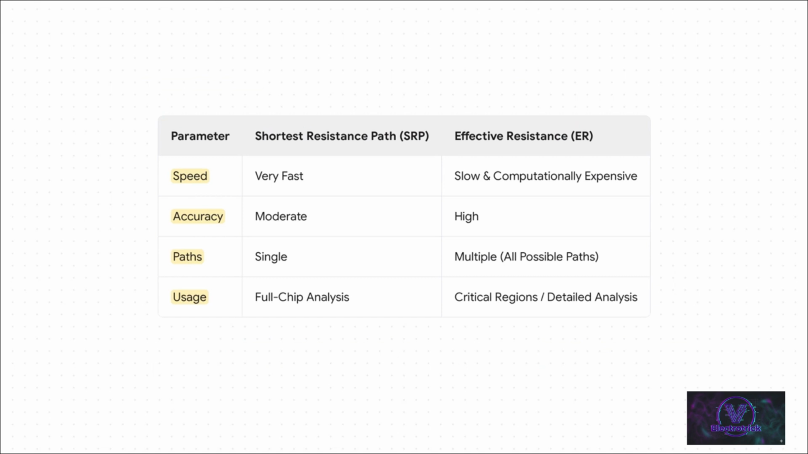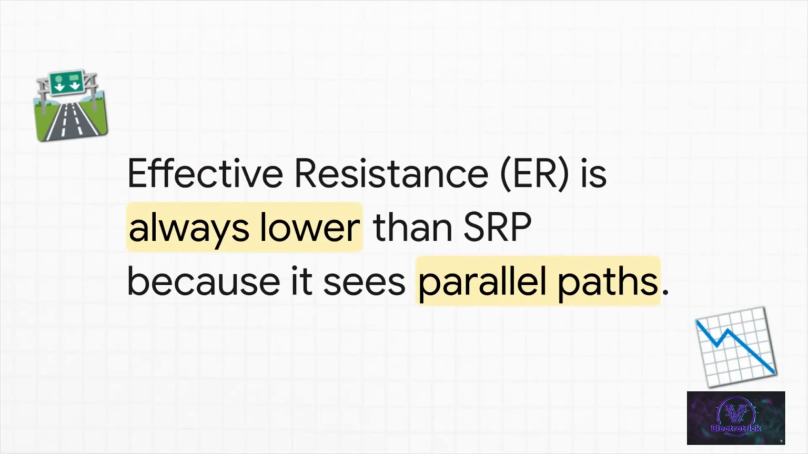And this table breaks it down perfectly. SRP is blazing fast, which makes it awesome for running across the whole chip to get a quick look. ER, on the other hand, is much slower, it's computationally expensive, but it's also way more accurate. That makes it perfect for doing a deep dive analysis on critical areas that maybe SRP flagged as being a little bit sketchy.